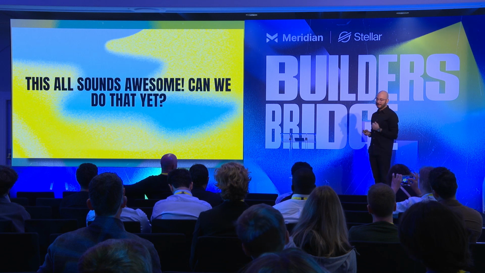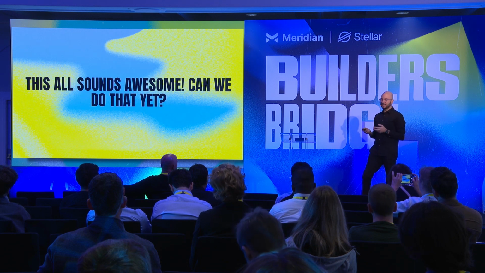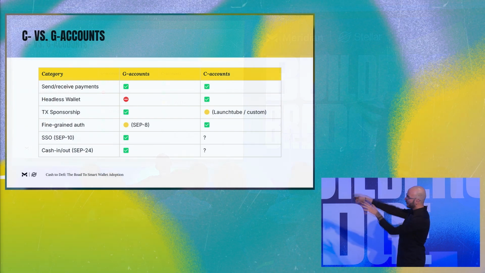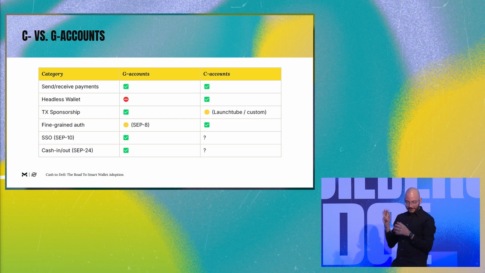This sounds great. Can we do that yet? Right? Is there anything that's missing? How can we make C accounts first-class citizens on Stellar? So I broke this down in a few different categories of things that are possible with G accounts versus C accounts, trying to cover a comprehensive picture of all the basic things that need to be supported. So of course, if you think about sending and receiving payments, both G accounts and C accounts are great for that, right? They're both designed in a way that this works pretty much flawlessly.